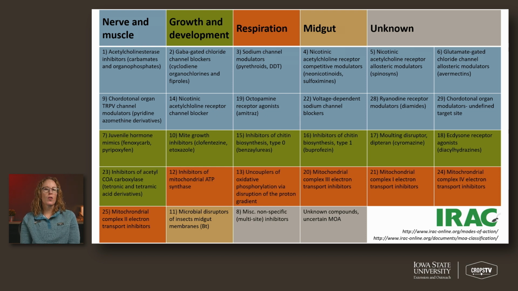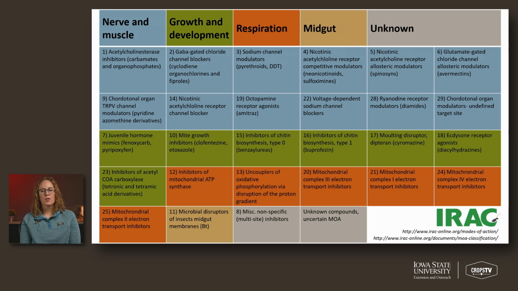All the products that are in orange interfere with respiration. And if you can't breathe, you don't live very long. And then the midgut or the brown is indicated by group number 11, which you may be familiar with for BT. This is a microbial disruptor in which the BT proteins attach to the midgut of the insect and cause pores or openings. And so the midgut contents basically cause sepsis to the rest of the body. And if your midgut explodes again, you're not going to live very long. And then there's just a couple of insecticides where they don't know how they work, so they're unknown.